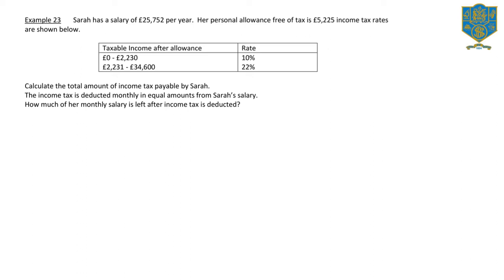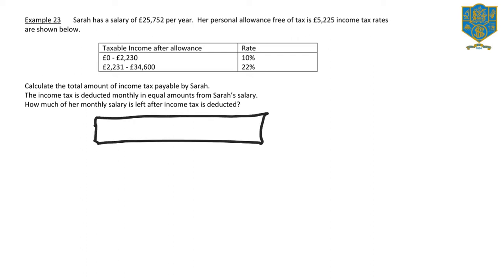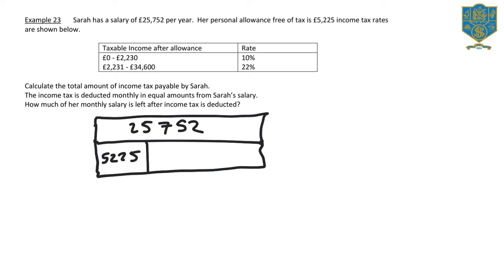Example 23, Sarah has a salary of £25,752 per year. Her tax-free allowance is £5,225, and the income tax rates are shown below. So let's set this up with bar modelling. So she earns £25,752. She's got a tax-free allowance of £5,225, which means then £20,527 is taxable. So those two amounts add up to her salary.